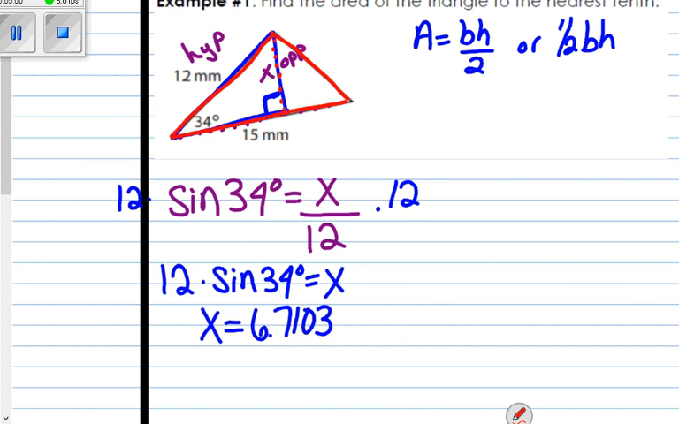The base of my original triangle is 15. The height of the triangle is what I just found, which is 6.7103. And I'm going to divide that by 2. So if you still have 6.7103 showing on your calculator face, you can just do times 15, press equals, and then divide that by 2. 50.30. Go to the nearest tenth. What would it be to the nearest tenth?